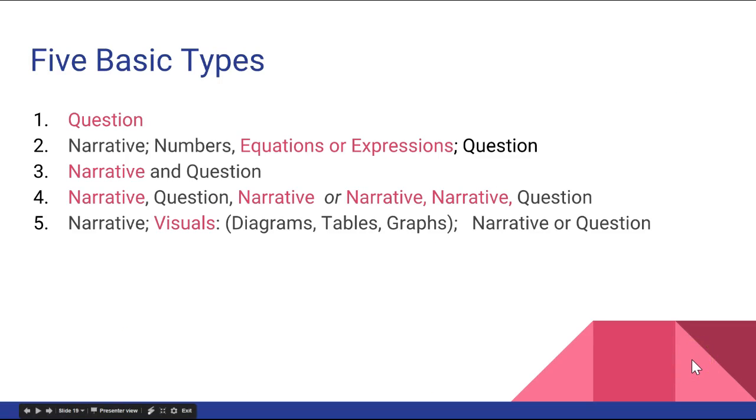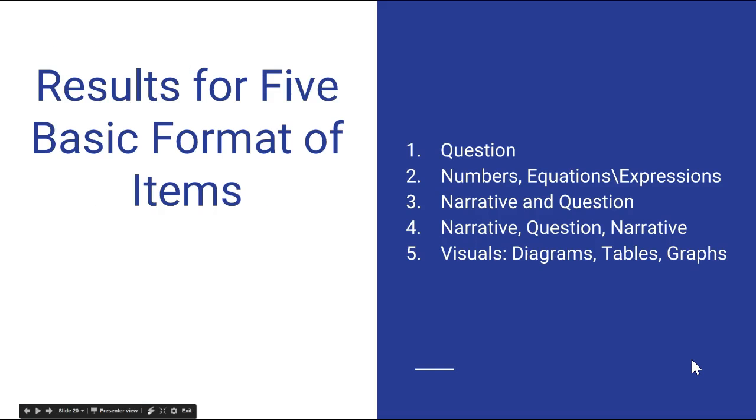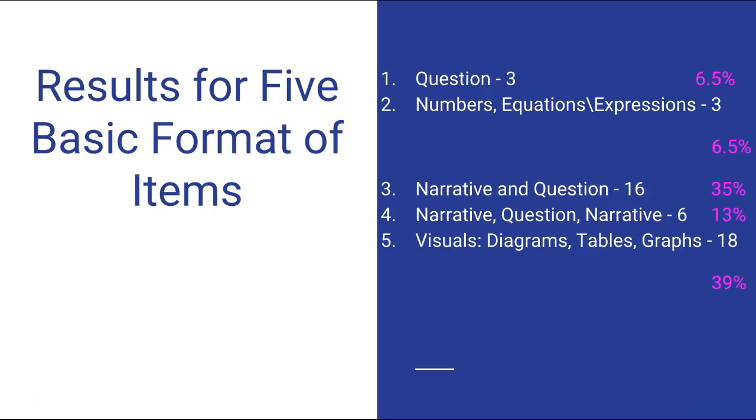So after looking at these 5 basic types, now I'd like to show you how we scored with reporting categories based on those formats of items. So looking at number 1, question, there were 3 items, which is only 6.5% of the test. Number 2, numbers, equations, and expressions, there were 3 items, which is 6.5% of the test. Number 3, narrative and question, there were 16 items, so that's 35% of the test. That's a big hunk of the test. Number 4, narrative, question, narrative, there were 6 questions, which was 13% of the test.